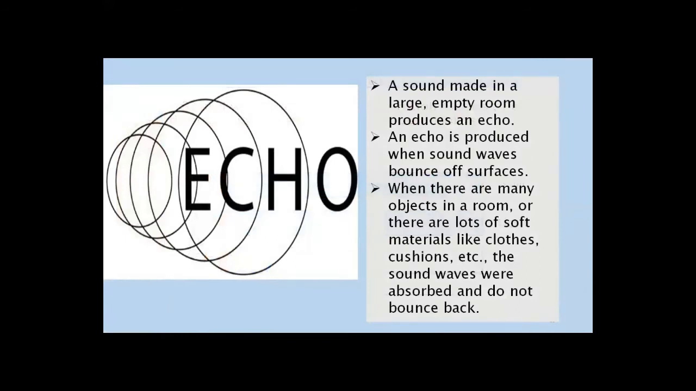Now, what is an echo? A sound made in a large empty room produces an echo. An echo is produced when sound waves bounce off surfaces. When there are many objects in the room, or there are lots of soft materials like cloth, cushions, etc., the sound waves are absorbed and do not bounce back, and so there is no echo.